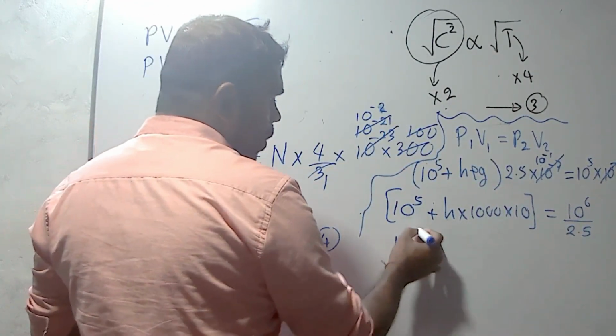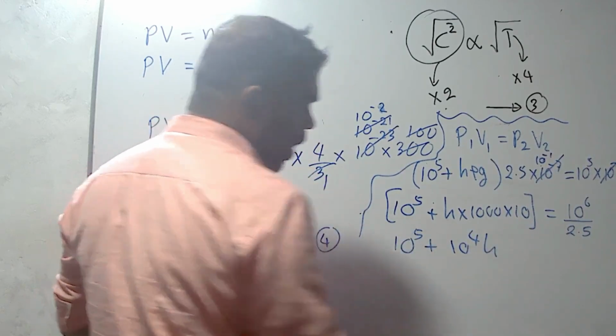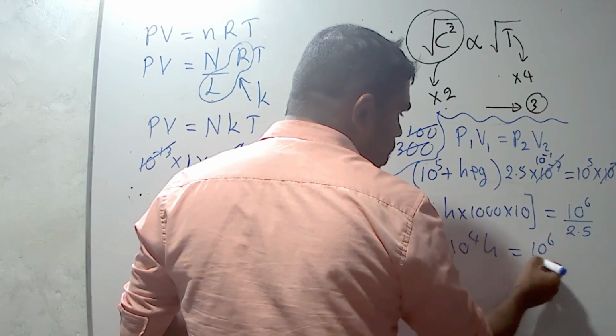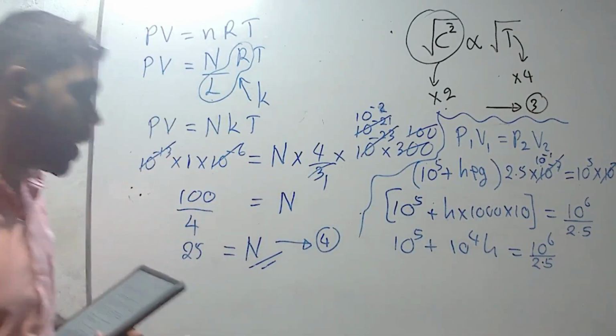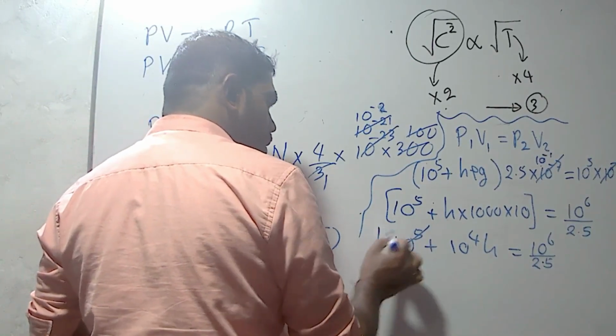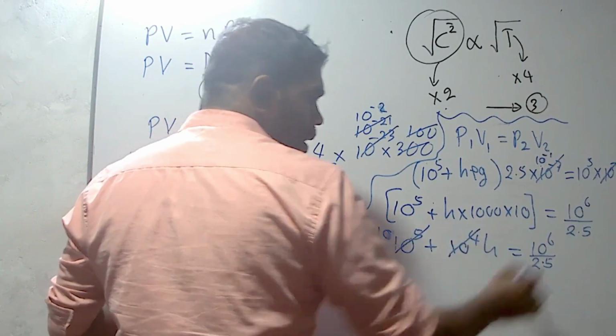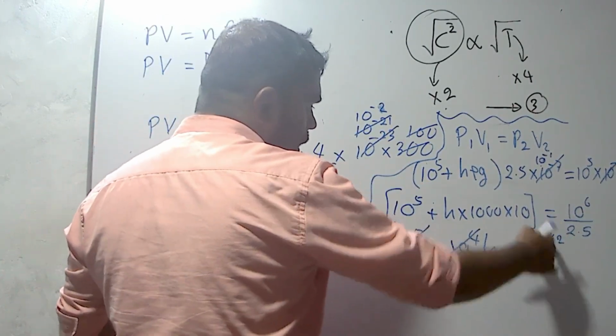10 to the power 5 plus 10 to the power 4 h equals 10 to the power 6 divided by 2.5. We can cancel out 10 to the power 5. Then 10 to the power 4, then this value is 10 to the power 2. 10 to the power 2 means 100.